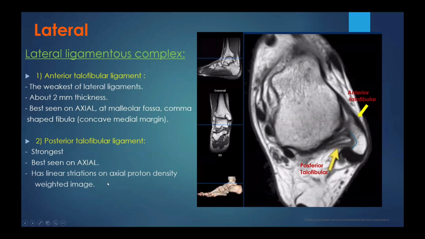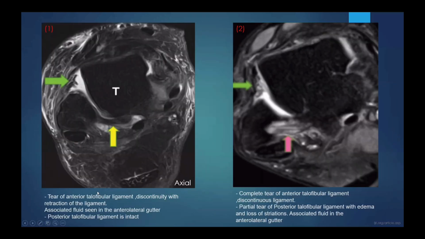This is an example of a tear of the talofibular ligament, where we can see discontinuity of the ligament at the talar attachment with retraction of the ligament. It is associated with fluid at the anterolateral gutter, and the posterior talofibular ligament is preserved in this case.